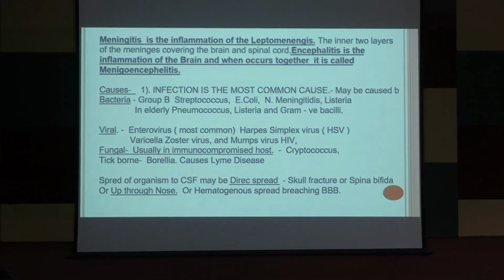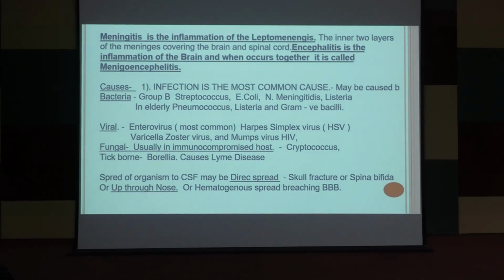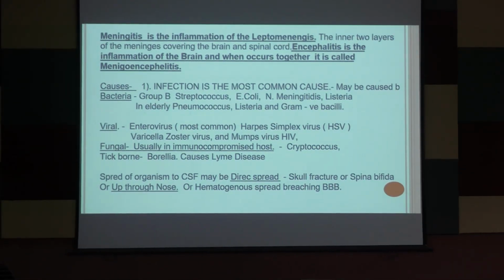Or there may be hematogenous spread reaching the blood-brain barrier. So there is direct spread, or from the nasopharynx it can directly involve the meninges, or through the blood it can breach the blood-brain barrier. It has to breach the blood-brain barrier to reach the underlying brain.